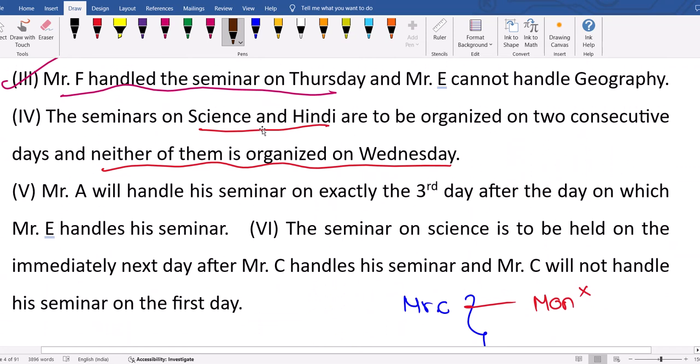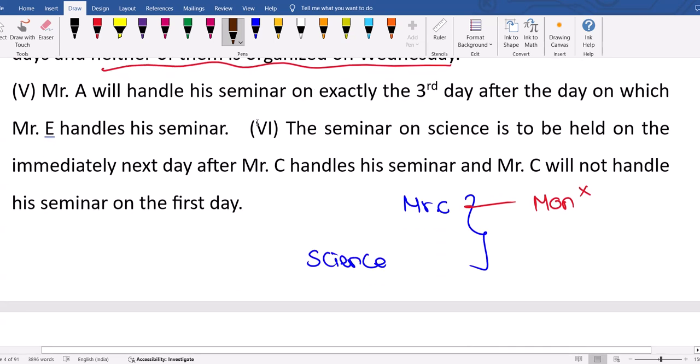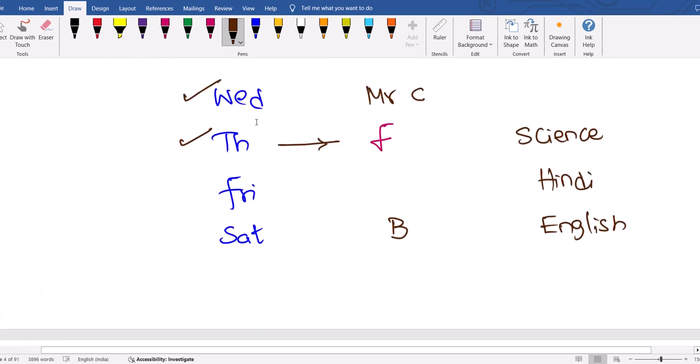Both should be on 2 consecutive days. Some people argue, sir, Wednesday, Thursday. Wednesday Hindi cannot be. They said science and Hindi cannot be on. See, A and B consecutive means B first, A second, or A first, B second, both possible. Science and Hindi consecutive: I can take Hindi before science next, or science before Hindi next. But why am I not putting Hindi here? Why?